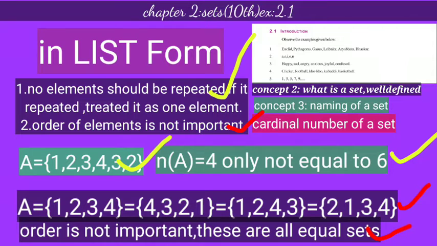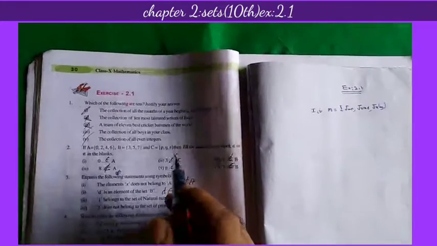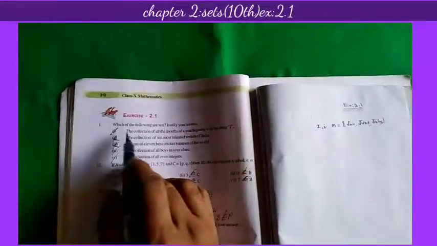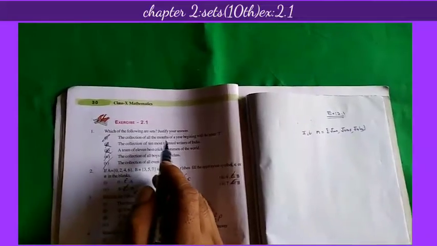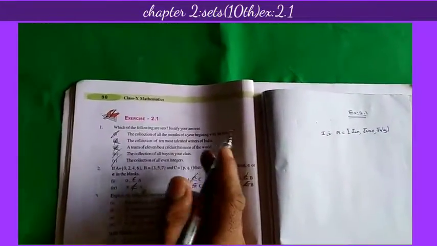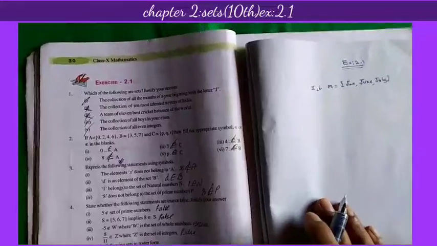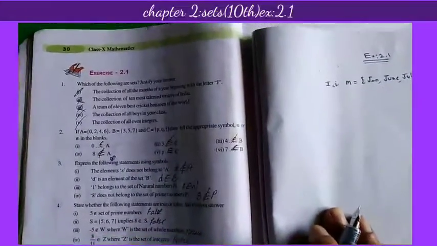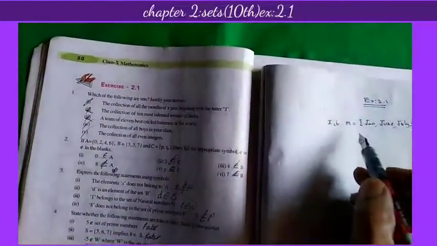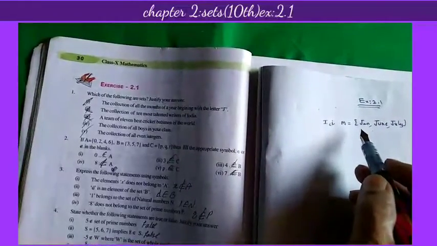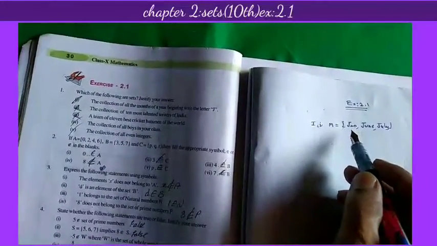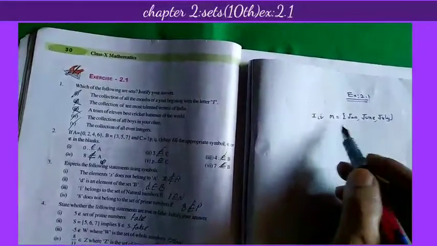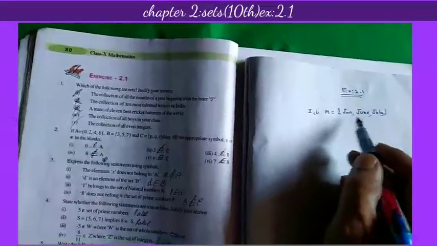Okay, we go to the exercise problems. Coming to the problems in exercise 2.1, question number 1: which of the following are sets? Justify your answer. Question 1: the collection of all months of a year beginning with the letter J. Yes, it is well defined, we know. So we can easily write the months of the year starting with the letter J: January, June, July. I take it as set M, the set {January, June, July}.